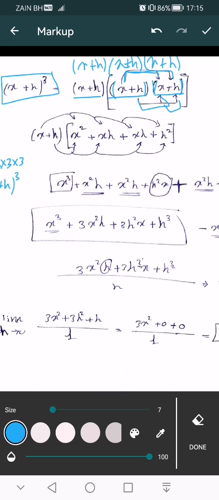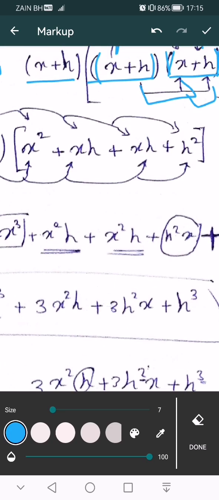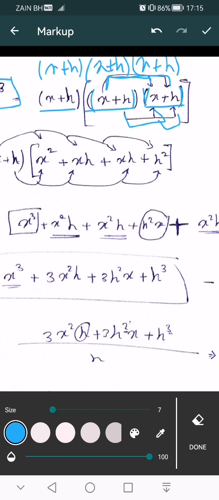Let us do this one. So first by first it is x by x, x square. First by second will be xh. So then what I have, let us start.